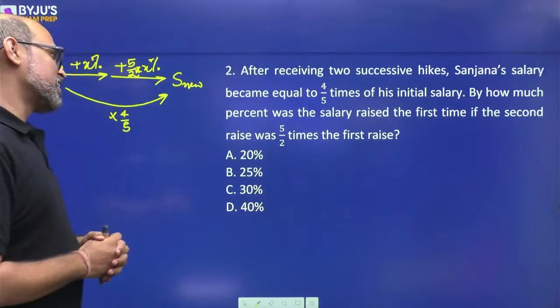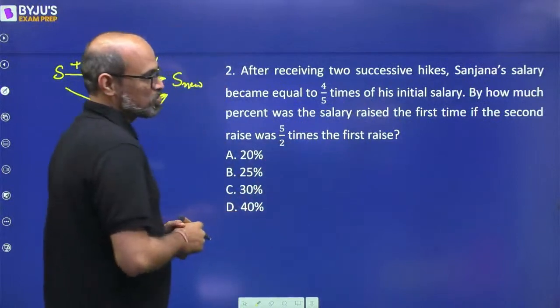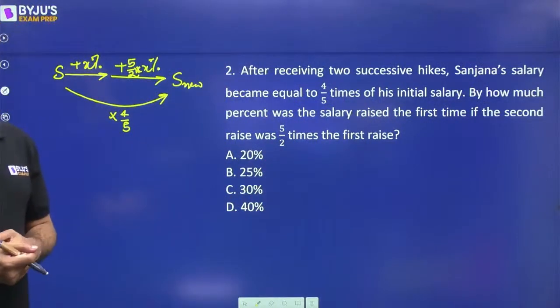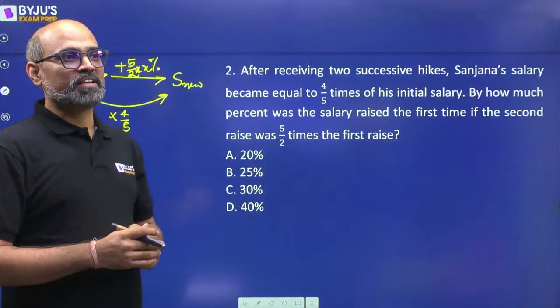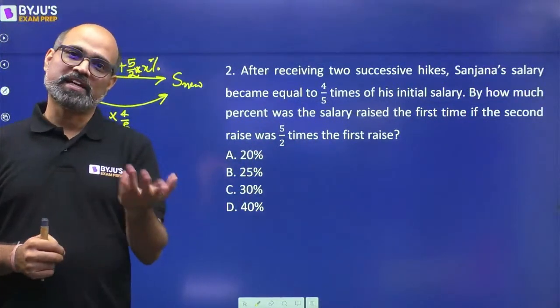Divij, I feel the same. It says Sanjana's salary became equal to 4 by 5 times of his initial salary. I think it would be better if we assume there is a typo here, because if the salary becomes 4 by 5 times, it's not a hike, it's actually a depreciation.